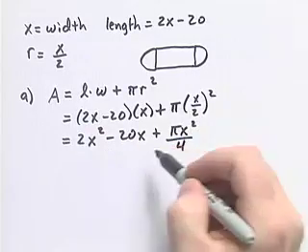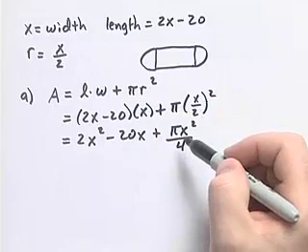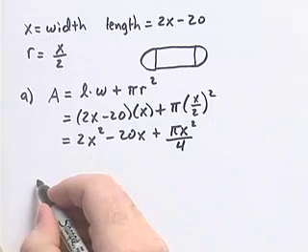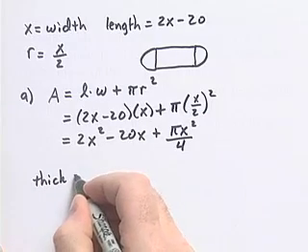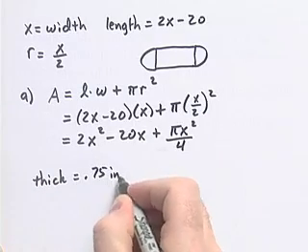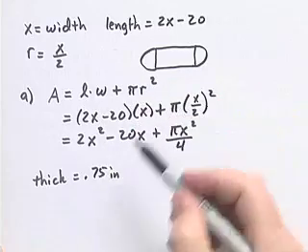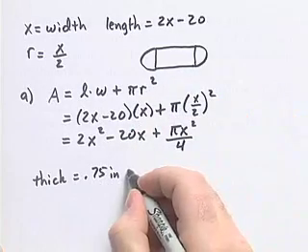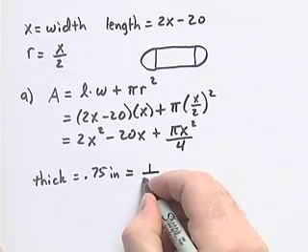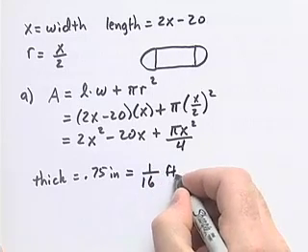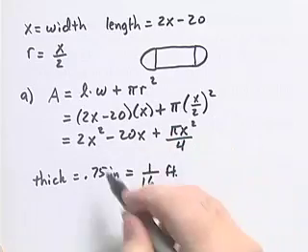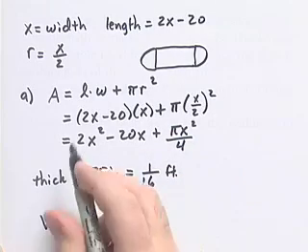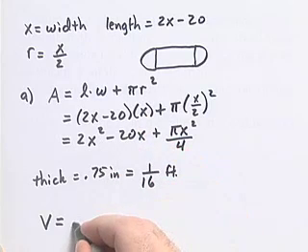And so we have this expression for the surface area in terms of x, but we want the volume. And we know that the thickness of the ice is 0.75 inches. Everything else we've done has been in feet, and here we have inches, so we need to make sure that we write this in terms of feet. And 0.75 inches turns out to be 1/16 of a foot. So we have all the same units here. To get the volume, we just need to multiply the area by the thickness.